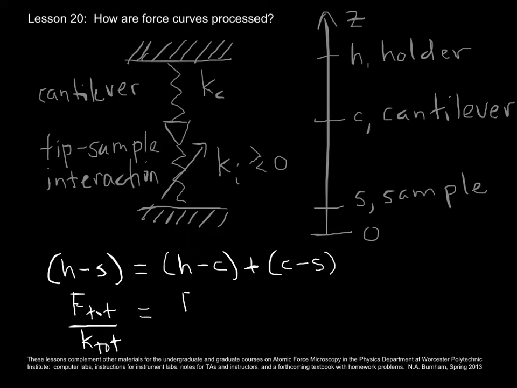h minus c, that's the cantilever part. So we could write that as Fc over Kc. And c minus s, that is the compression or extension of the tip-sample interaction. So we can write that as Fi over Ki, just making use of the linearity between force and deflection or compression or extension of springs.